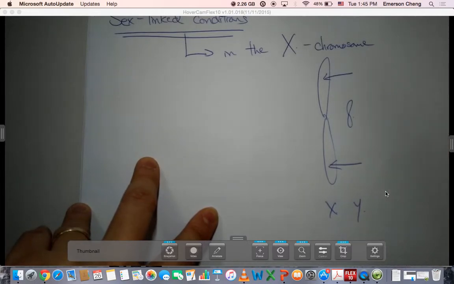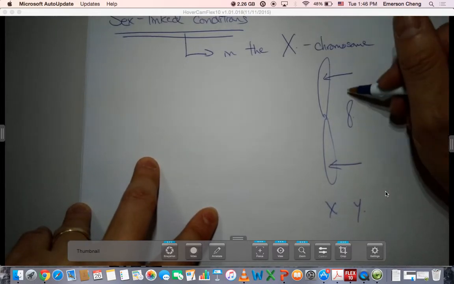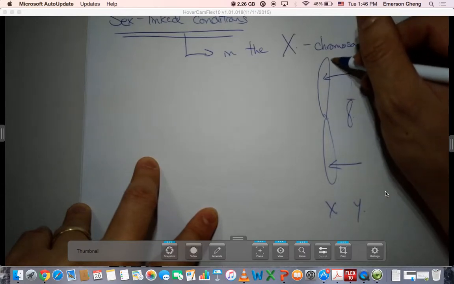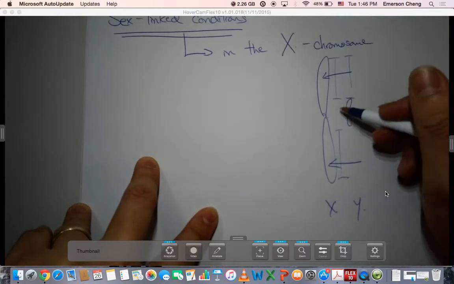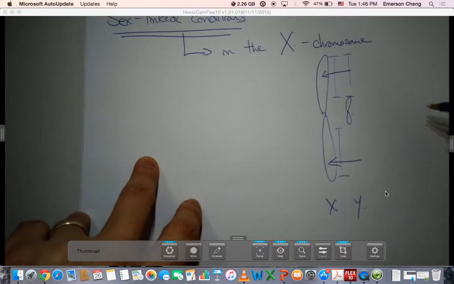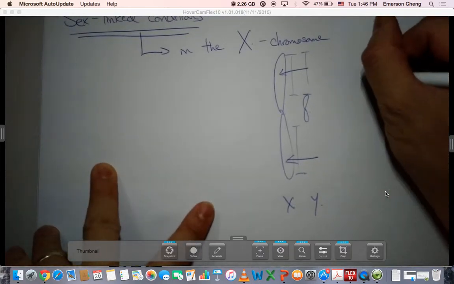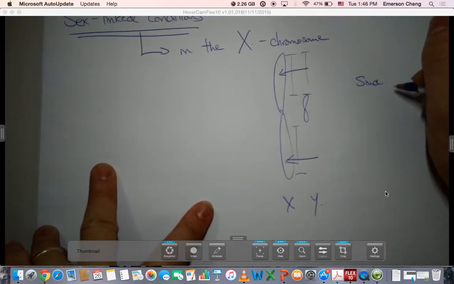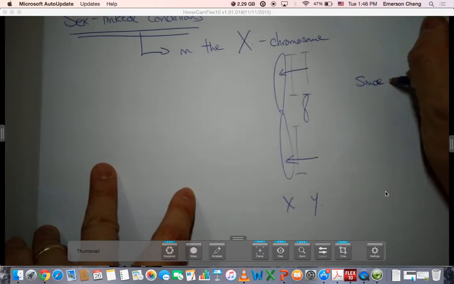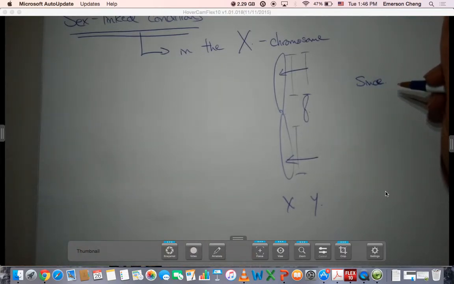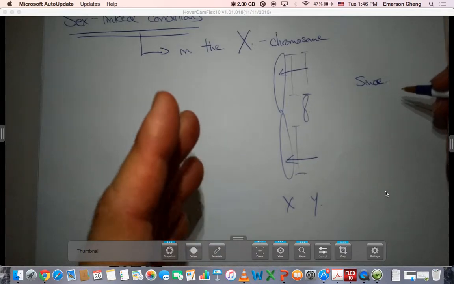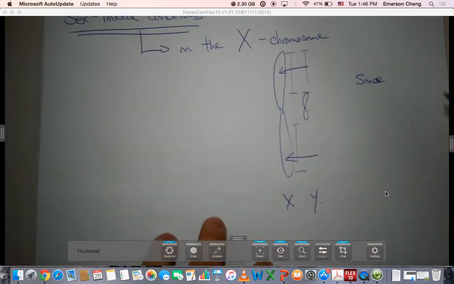I've said that many times already. So this section here of the X chromosome, we don't have that in the Y chromosome. A very common exam question is asked: why is it that boys or males are generally more susceptible or vulnerable to sex-linked conditions than females? The reason why is this.